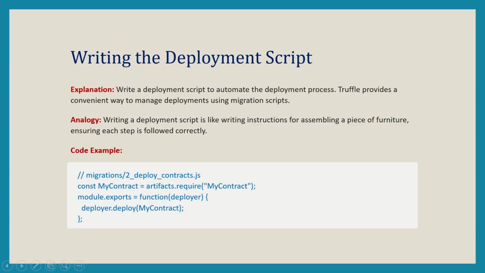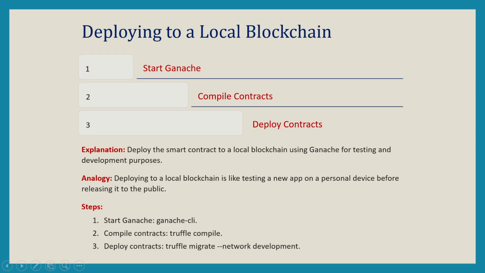Okay, so deploying to a local blockchain first. Keep in mind, this is a local blockchain we are deploying it to first, not the main blockchain, right? Okay. So it has three steps that are outlined here. First is start Ganache, second is compile contracts, and third is deploy contracts. So let's go through everything.